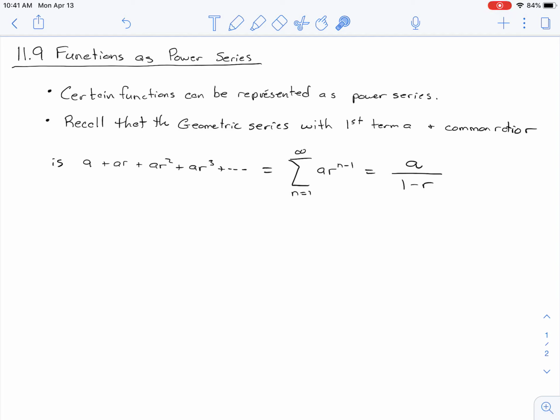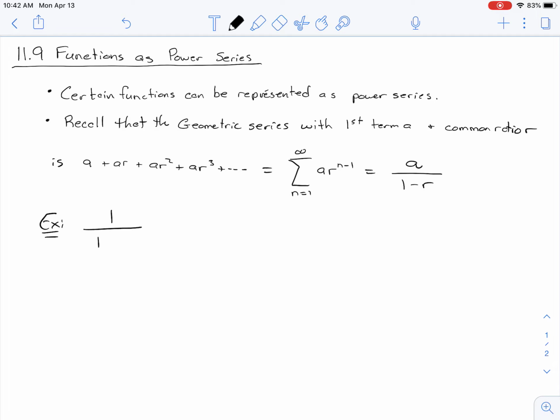So we're going to look at geometric series pretty heavily here. Recall that a geometric series with the first term of a and a common ratio of r is this. It starts with a plus ar plus ar squared and so on. You can write that as the sum with n starting at 1 of ar to the n minus 1. And remember that the sum here is a over 1 minus r. We're going to use this, given some function, to write it as a power series. Let's start with an easy example.